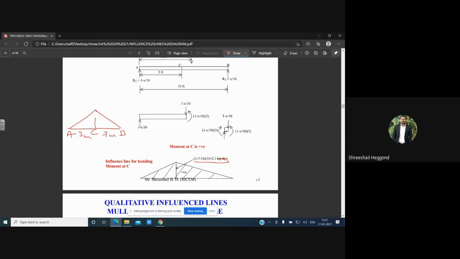the maximum bending moment. If I am considering the left hand side, the calculation for moment will be: RA is a known value, that is 1 minus x divided by 10, into the perpendicular distance of 3, that is 3 kilonewton meter. So 1 minus x divided by 10 into 3. Here it is in meter. The bending moment is a positive one. Okay? On the left hand side if it is clockwise, it is positive. On the right hand side if it is anti-clockwise, that will be positive.